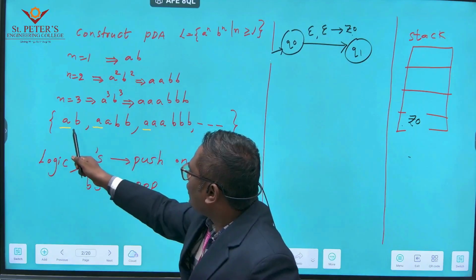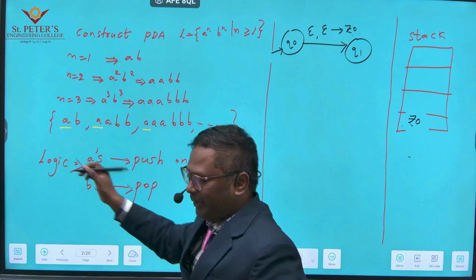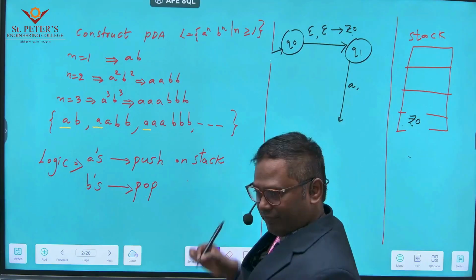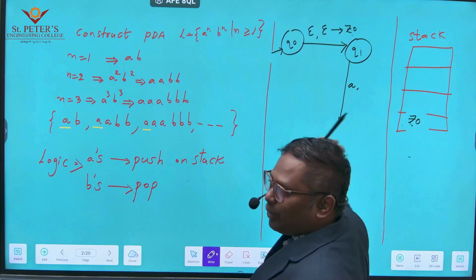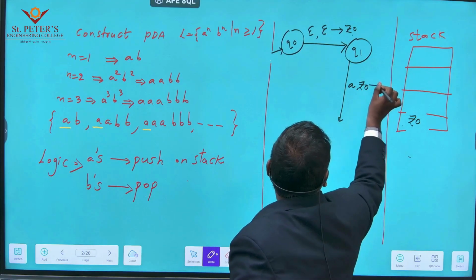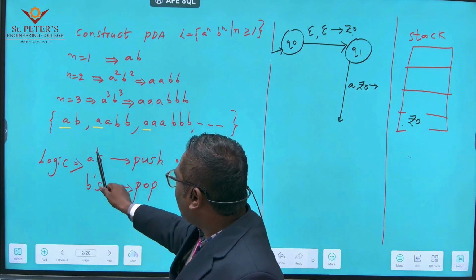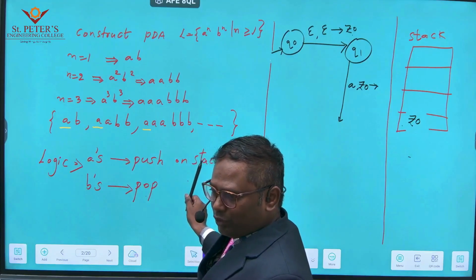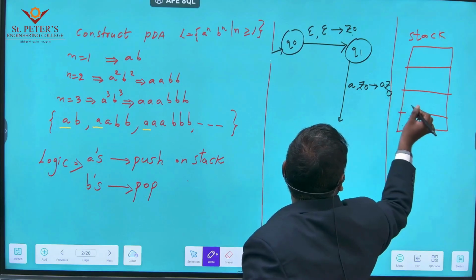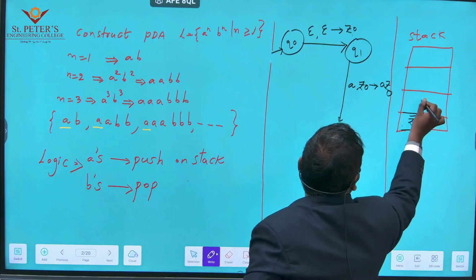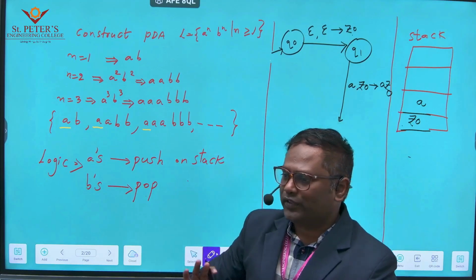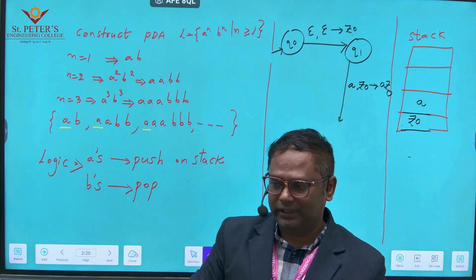If I am observing this logic, definitely it is starting with A. So assume that my input is A, and on the top of stack Z0 is there. So I have employed a logic: when A's are encountered, I should push that A onto the top of stack. So I am going to write here A Z0. That means along with Z0, I am going to add A. Whenever you are performing a pushing operation onto the top of stack, on the right side there will be two symbols.